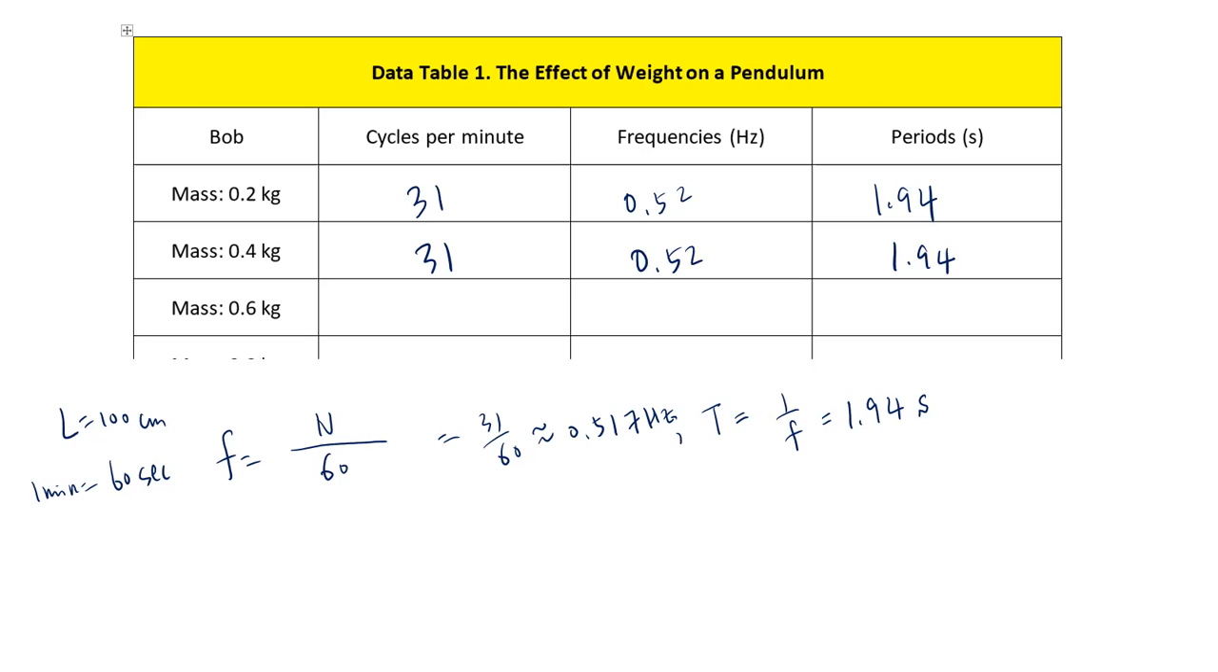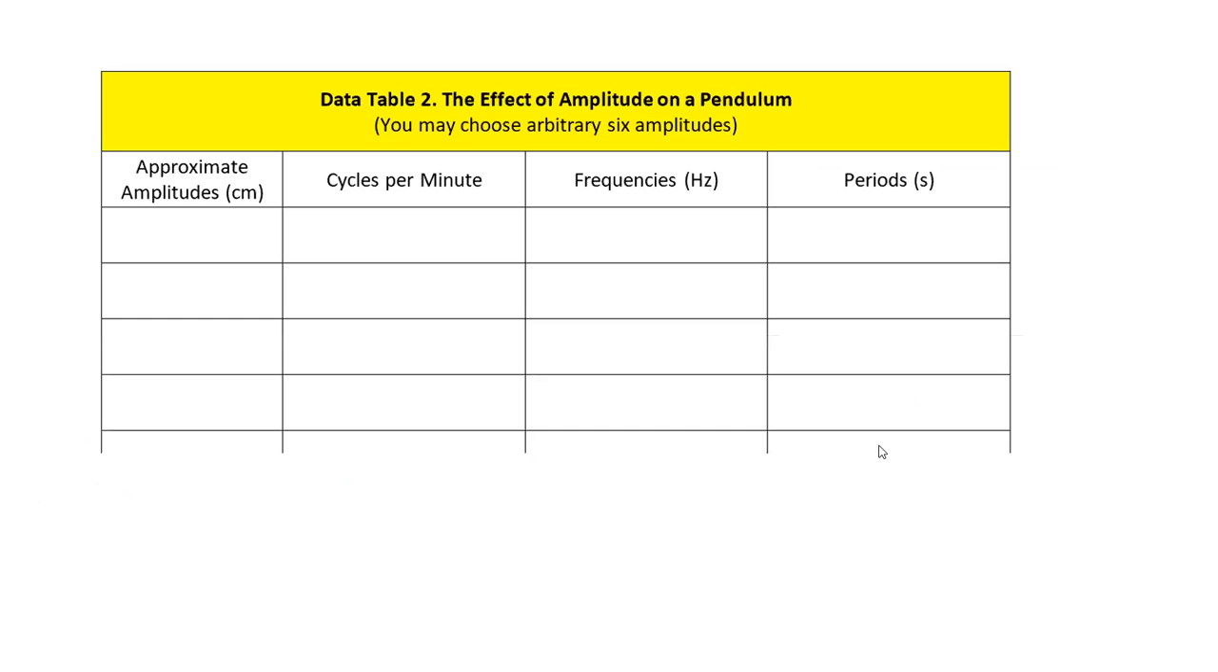And then the next table is this one. Amplitude. You're gonna change the amplitude. How do we get amplitude? Amplitude will be measured, and as I explained here, amplitude will be here. So this time, hold all the variables the same except amplitude of the bob. In this case, we can use 0.2 kilogram mass.